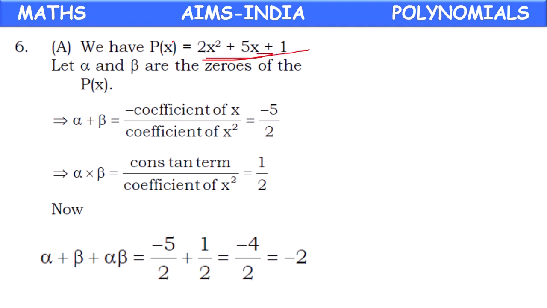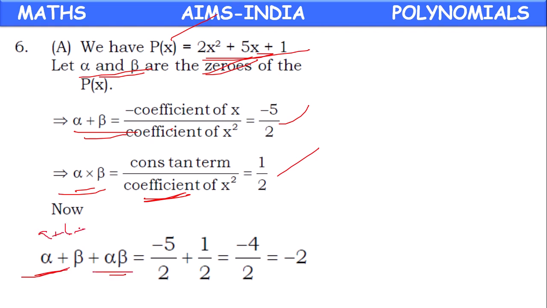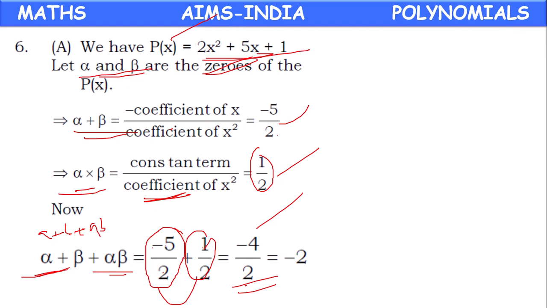Let the given equation be p of x, and let alpha beta be the zeros. Alpha plus beta according to the formula is minus 5 by 2. Alpha into beta according to the formula is 1 by 2. Now they are asking alpha plus beta plus alpha beta, meaning a plus b plus ab. So a plus b value is minus 5 by 2, ab value is 1 by 2. The denominator 2 is common, numerators we can add directly: minus 5 plus 1 is minus 4, over 2, which is minus 2.